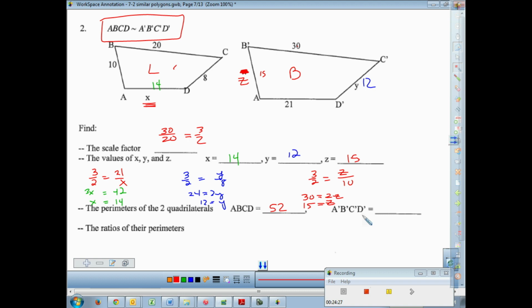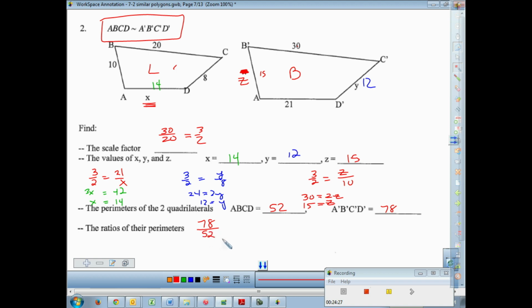How do you find that? Or what is the perimeter of A prime, B prime, C prime, D prime? 78. Just adding up side lengths, right? Much easier to do when you put the information back in the picture, too, right? So find the ratio of their perimeters. Should we put it as 52 over 78 or 78 over 52? Big over little, right? 78 over 52.